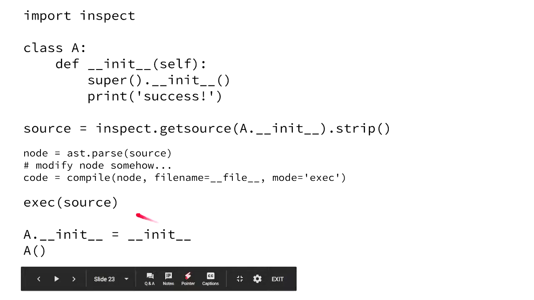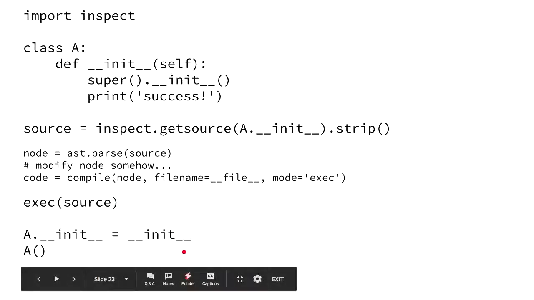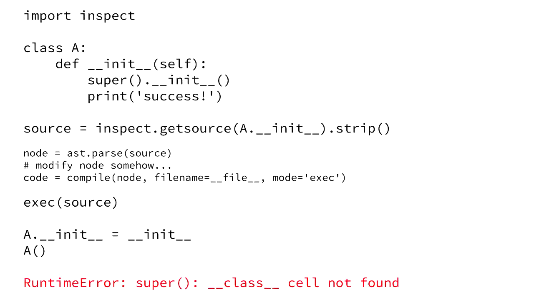Now, that line exec source has executed the function definition in the global scope. So we can access it directly by the name init and assign it back to the class to replace the original method. Then we can test it by constructing the class to call the method. And guess what? It doesn't work.